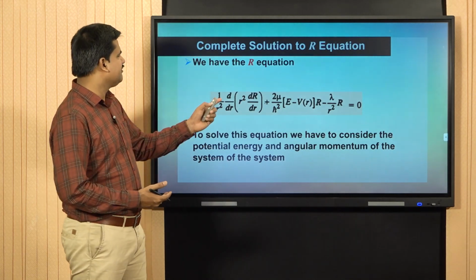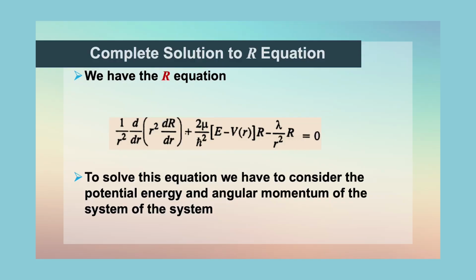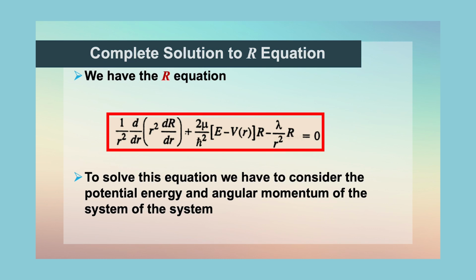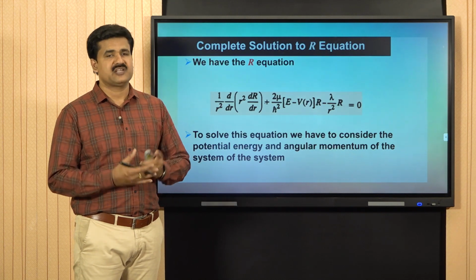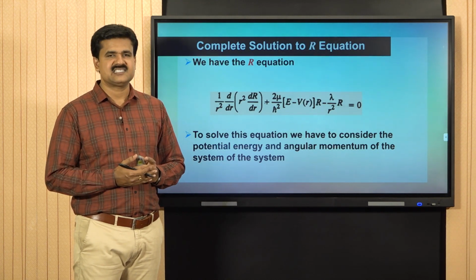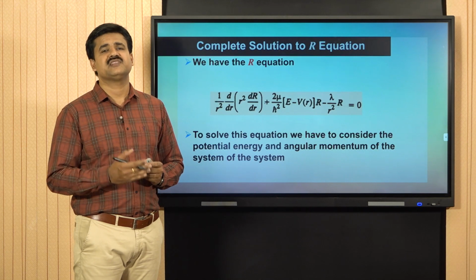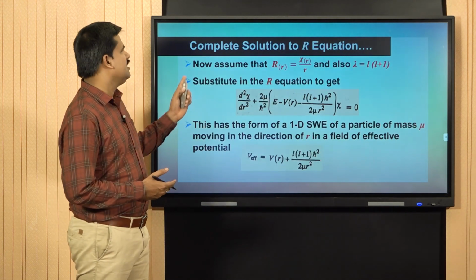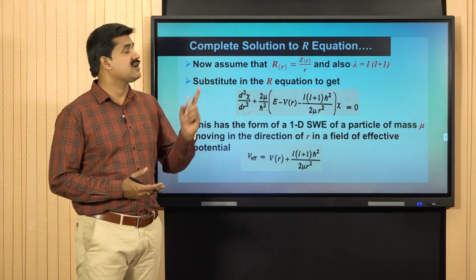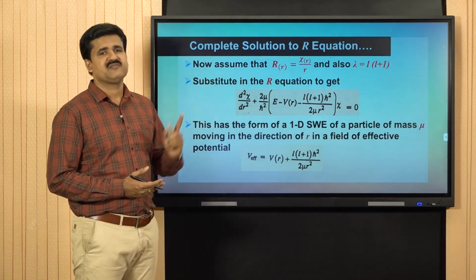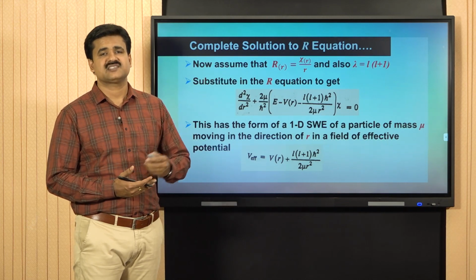Now, we have this R equation: 1/r² d/dr (r² dR/dr) + (2μ/ħ²)(E − V(r)) R − (λ/r²) R = 0. To solve this equation, we have to consider two important things: the potential energy and angular momentum of the system. Now we assume that R(r) = χ(r)/r, where χ(r) is a function of small r.